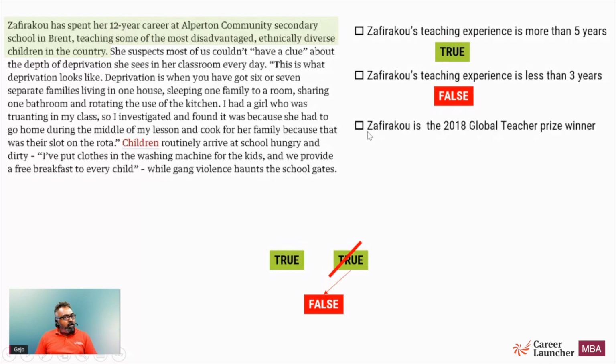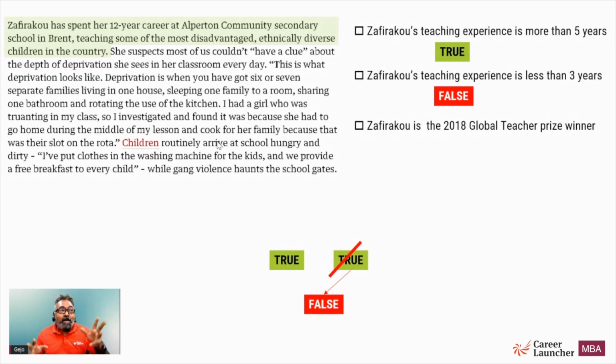But what about this? Zafirakou is a 2018 Global Teacher Prize winner. Oh, come on. Is it true? Is it false? From the passage that I see here, I don't have any information to say whether it is true or false. This, in fact, is a true statement, but the passage does not tell me that information. So, what do I call it? I can't call it true. I can't call it false.